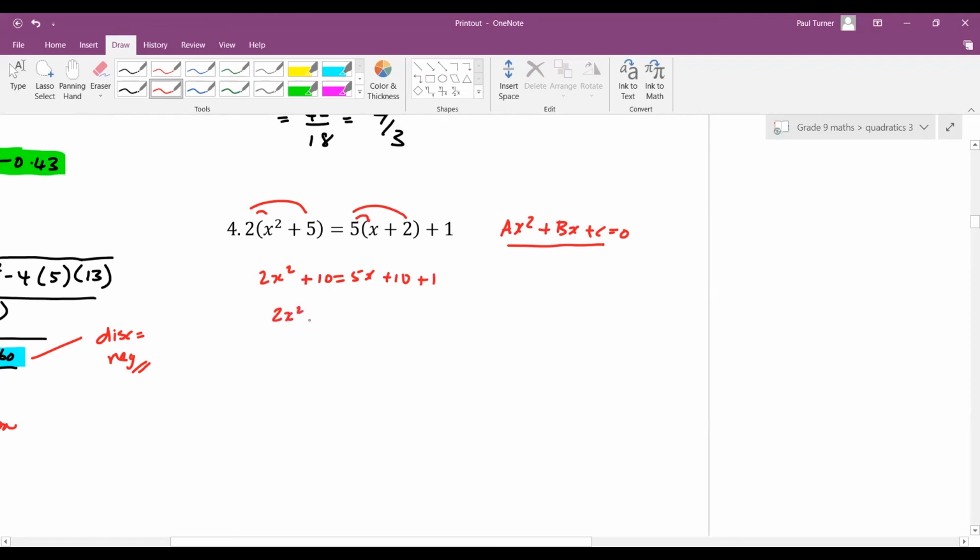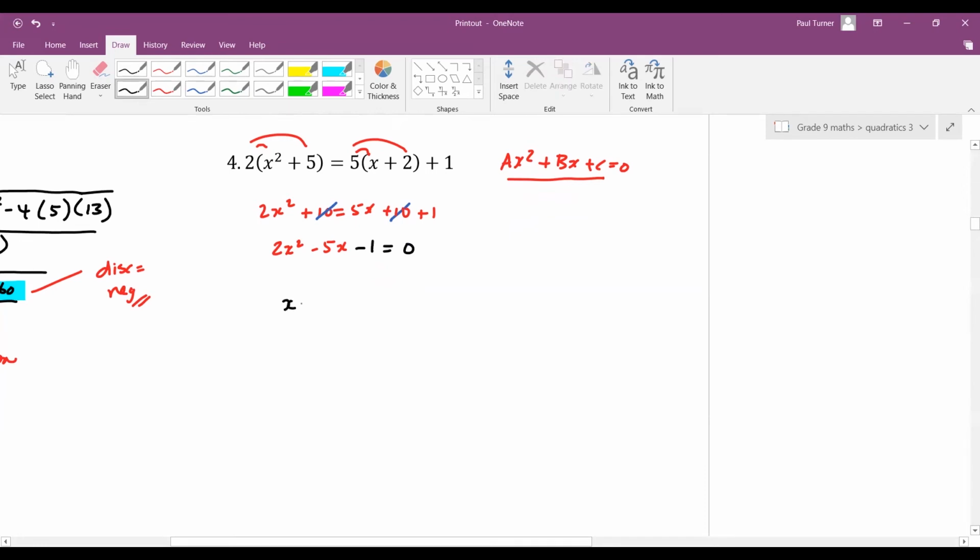So 2x squared minus 5x. Now, if you bring the 10 over, you'll get 10 minus 10. So that's actually going to cancel. So cut that off, because when you move it, it will subtract itself. And then bring your 1 over to become minus 1. Like that. Okay, so then we use our formula because now we have the correct form.